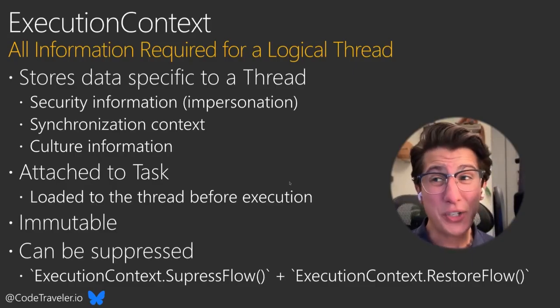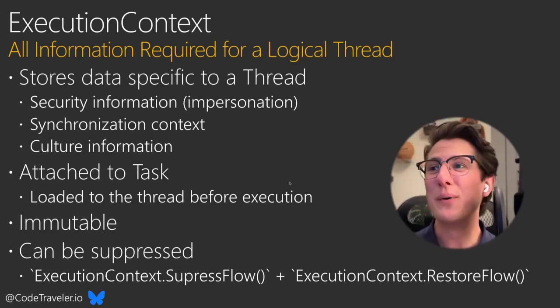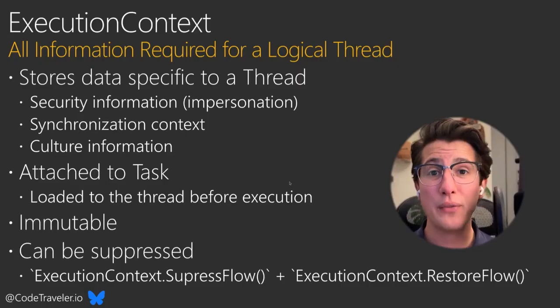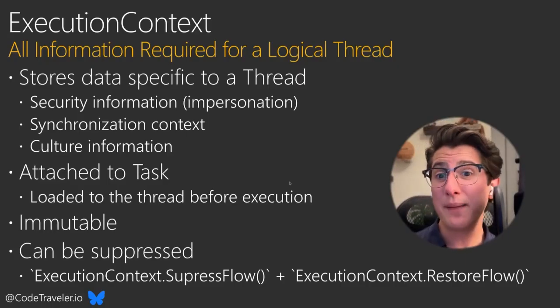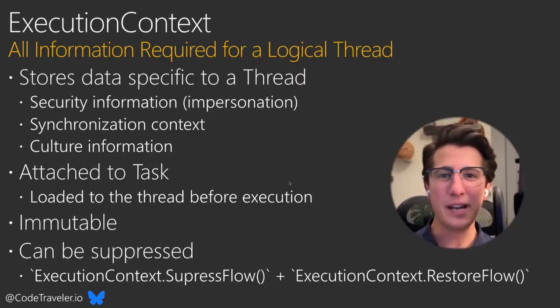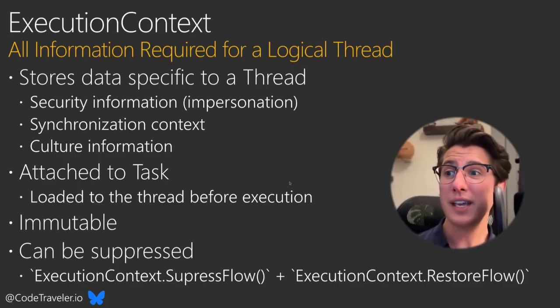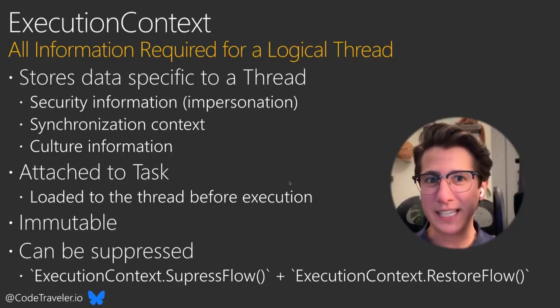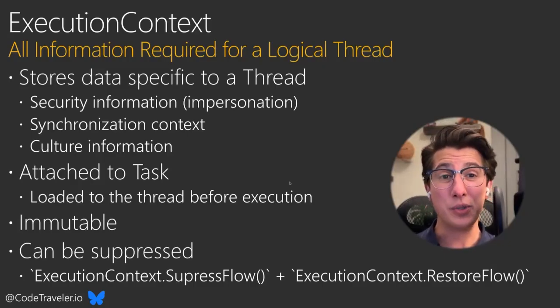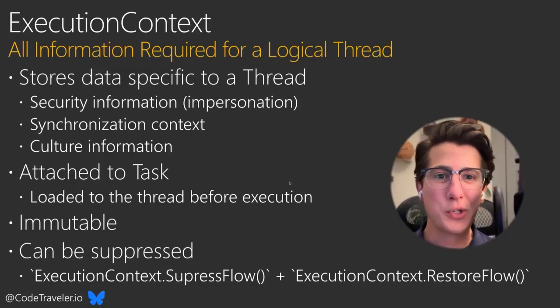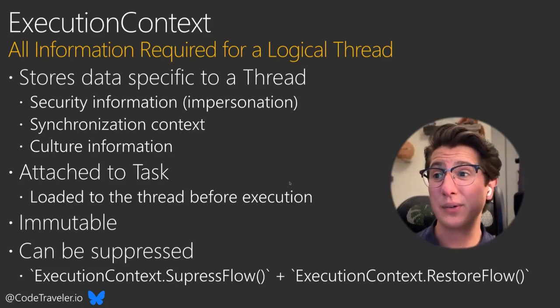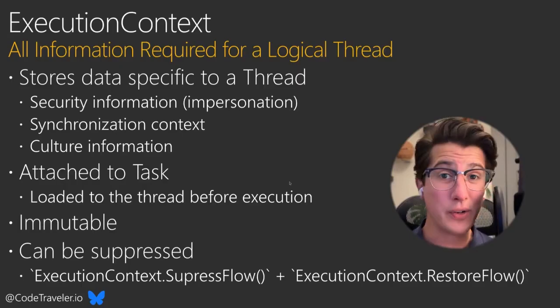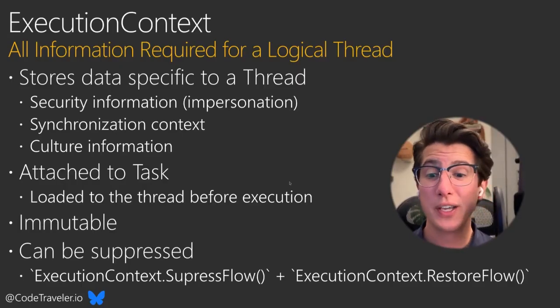And if we want to, and I don't recommend this, we can actually suppress the flow of the execution context. So perhaps we have an app that has very sensitive information that we never want to pass between threads. We can say ExecutionContext.SuppressFlow, and that tells .NET, hey, I don't want to pass the execution context to any new thread. Any information that's specific to this thread needs to stay on this thread. And if we want to resume or restore the flow of the execution context, we can always call ExecutionContext.RestoreFlow. Now, let's jump into the code and look at an example about how this works in .NET.